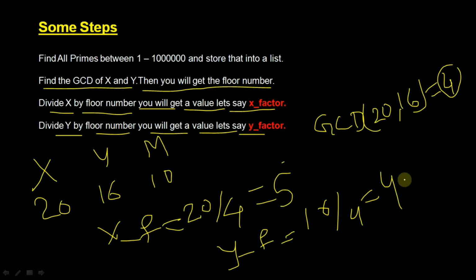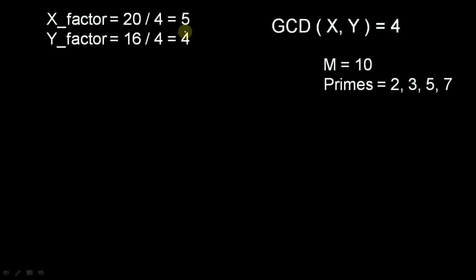Then what we will do next: we have the x factor, that is 5, and the y factor, that is 4. What that means is the value of x is 20 and the value of y is 16. If we divide 20 by the x factor, 5, we directly move to the meeting floor, that is 4. Okay, so 20 by 5, you know, is 4.